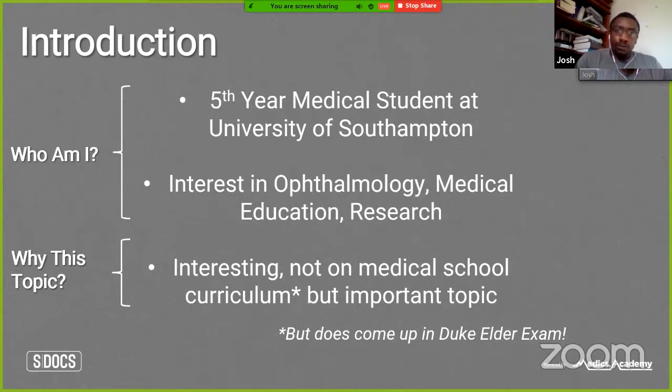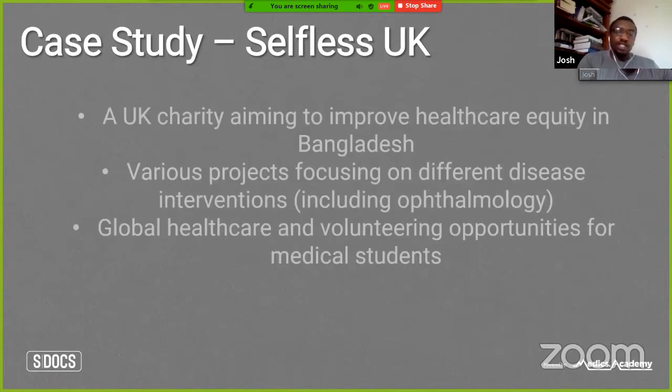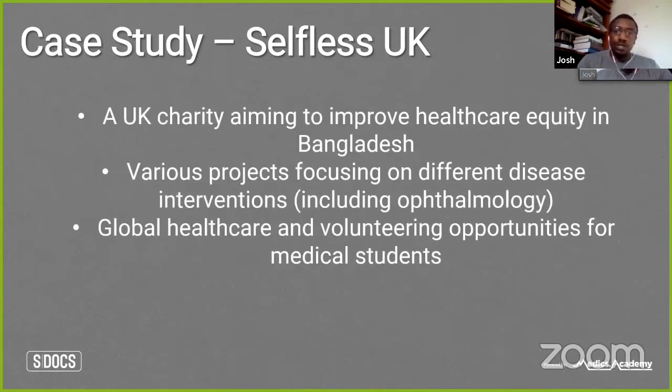In this case study, we'll look at the charity Selfless UK. It's a UK charity aiming to improve healthcare equity in Bangladesh. It does various projects focusing on different disease interventions, including ophthalmology but not limited to ophthalmology. They also do many other things, as you'll see in the video.